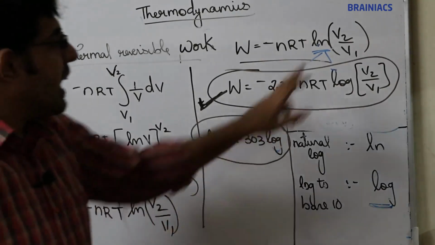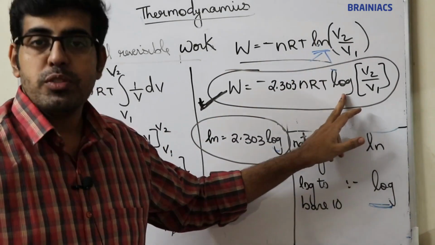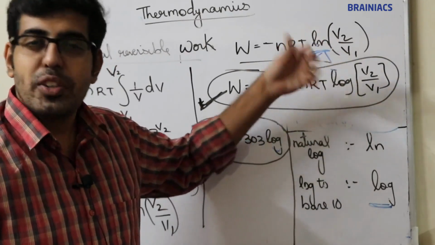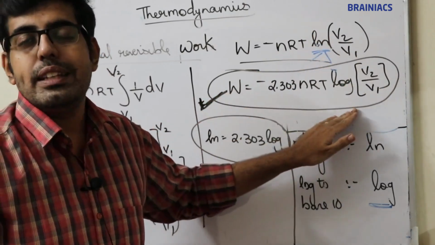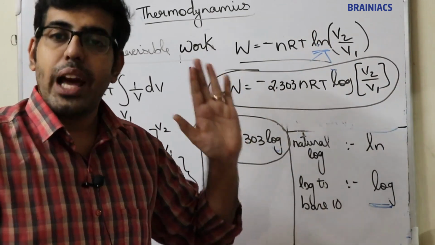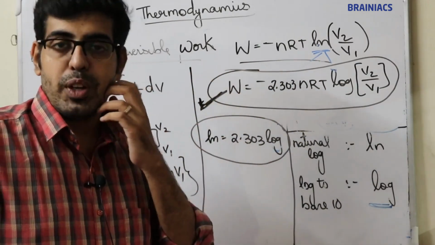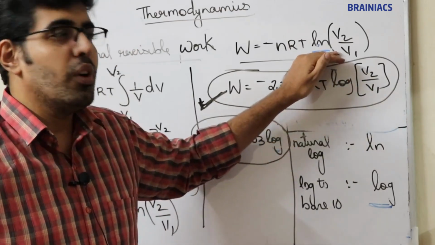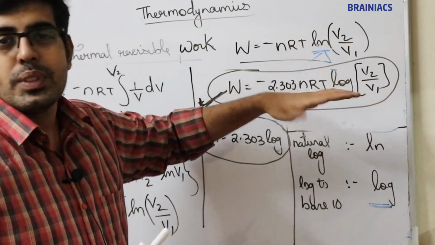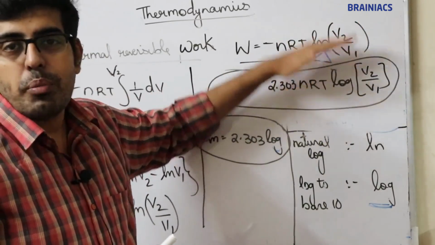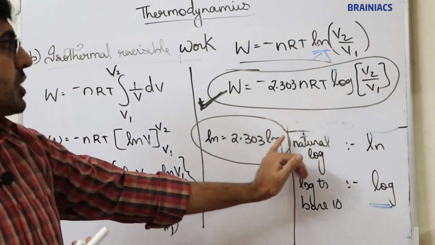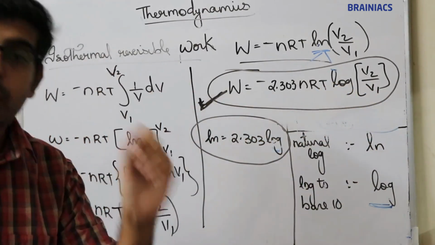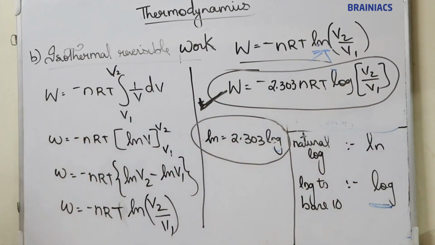Now, why do we convert ln to log? While doing problems, it is very difficult to calculate the ln value. It is better to convert this ln to log. You can easily calculate log values by using calculators or by using log tables, but to calculate ln value we need something else. So ln is equal to 2.303 log. So W is equal to minus 2.303 nRT log V2 by V1. This is the equation to calculate isothermal reversible work.